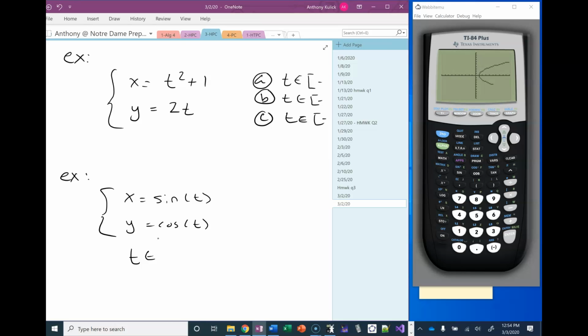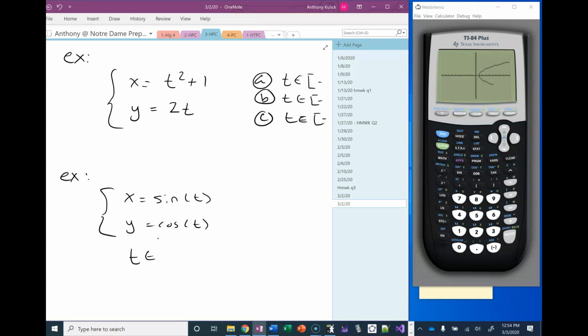Does anybody remember what the period was for sine and cosine? 2 pi, right? 2 pi r is the circumference of a circle. Yeah, it was 2 pi. So it stands to reason the interval for t that I should pick should have at least the length of 1 period, so that we get all the possible values for sine and all the possible values for cosine. Everybody okay with that idea?